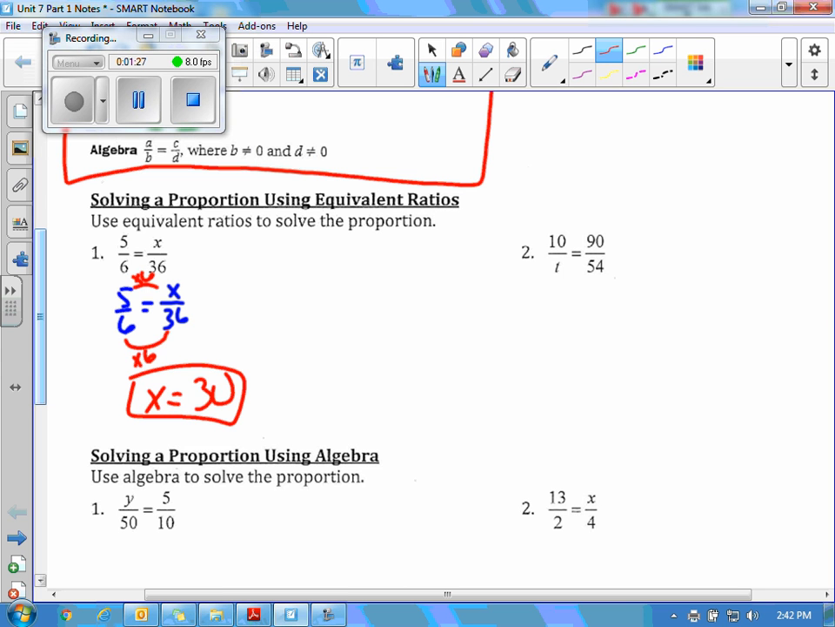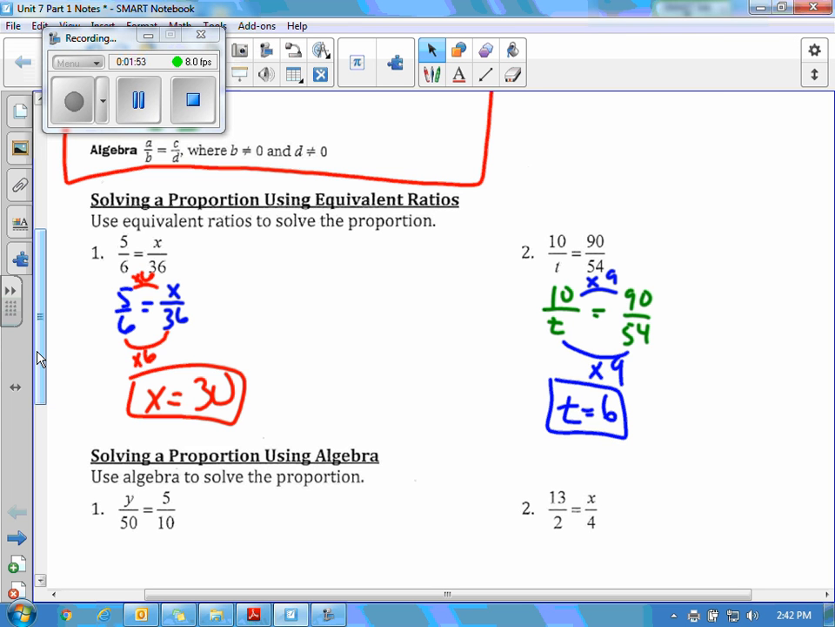If you look at the second example, again, I'm going to start by rewriting it. So I have 10 over t equals 90 over 54. I can say 10 times what equals 90, which would be times 9. So then I know that t times 9 is going to give me 54. So I need to think what number times 9 is 54, and I know that's 6. So that's solving a proportion using equivalent ratios.